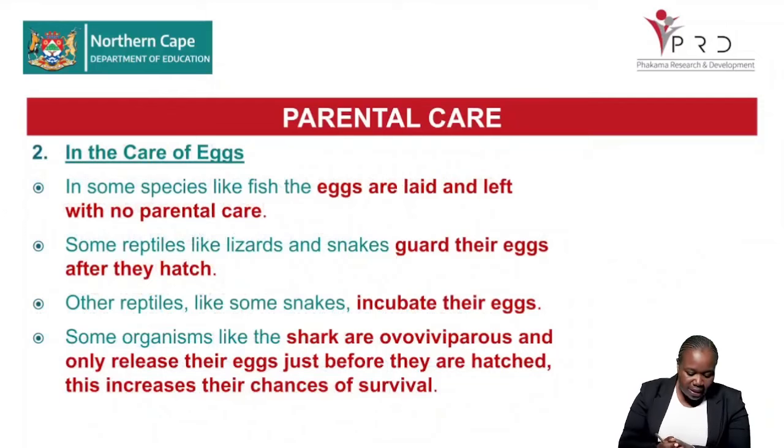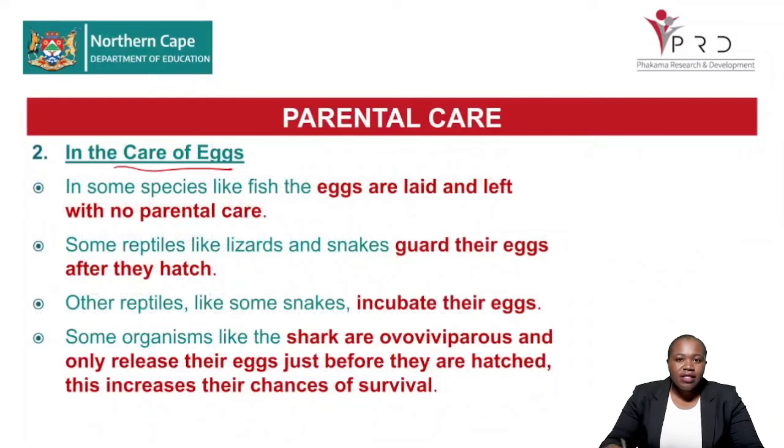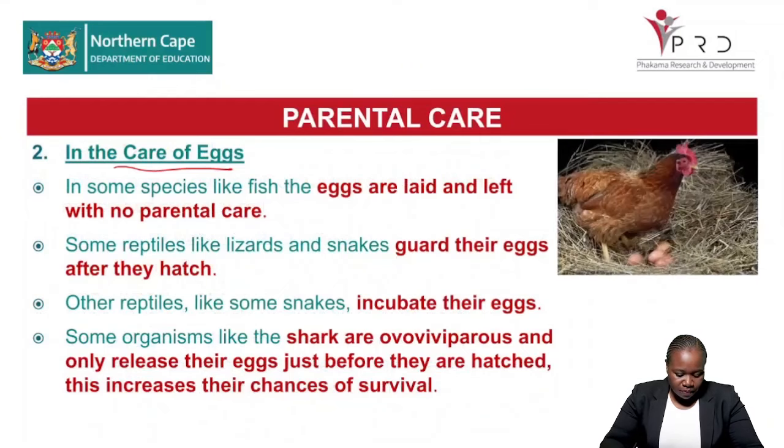Also, we can see that in snakes, the snakes would surround the eggs and incubate them during that process of development. And we've just looked at ovoviviparity, whereby development takes place inside the mother's body, inside the egg. So this is another way in which the egg is taken care of inside the body of the mother. So sharks are an example of that type of development.